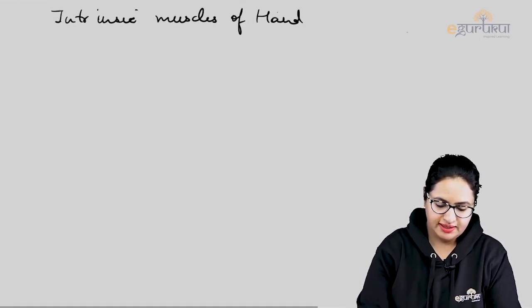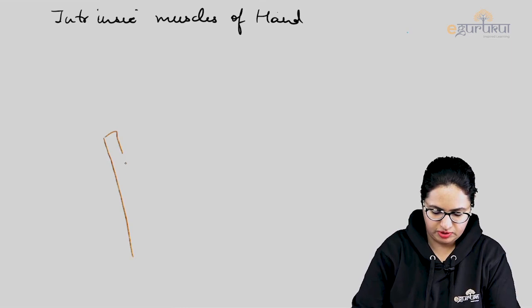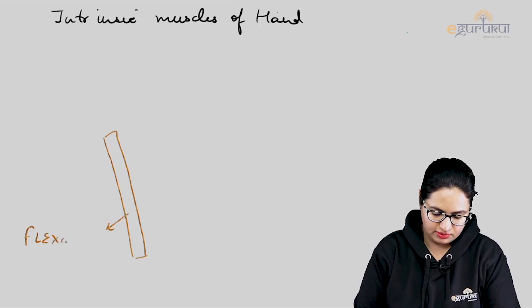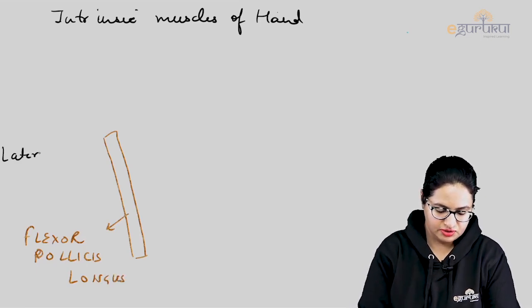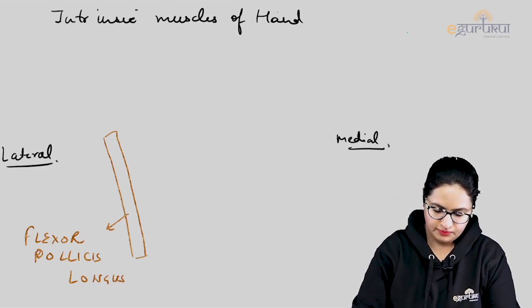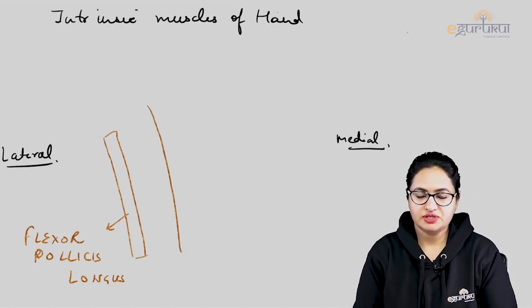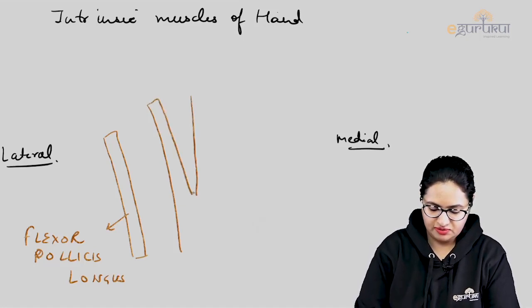Now, if we draw a schematic diagram to show these lumbrical muscles, in the hand we will be drawing this schematic diagram. This is the tendon of flexor pollicis longus. So this side is our lateral side and this will be the medial side. Then for the fingers we have the tendons of the flexor digitorum profundus coming towards this, and this is basically the muscle from which the lumbricals will originate.